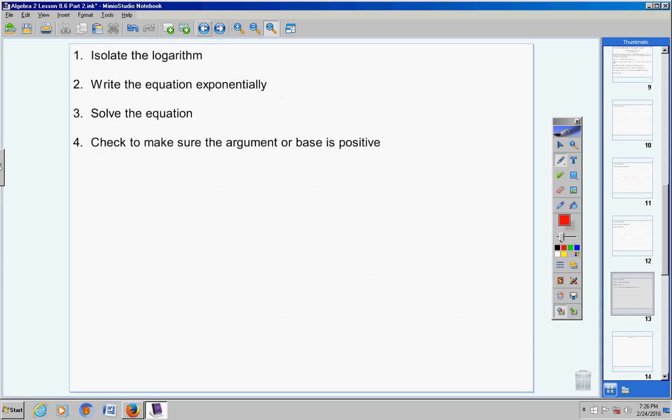Number 1, you always want to start off by isolating the logarithm. Number 2, after you have isolated the logarithm, you will want to write it exponentially. Number 3, then solve the equation. And number 4, check to make sure the argument or base is positive. Alright, so here we go. Number 1, isolate the logarithm. Number 2, write the expression exponentially. Number 3, solve the equation. Number 4, check to make sure the argument or the base, either one, is positive, okay?